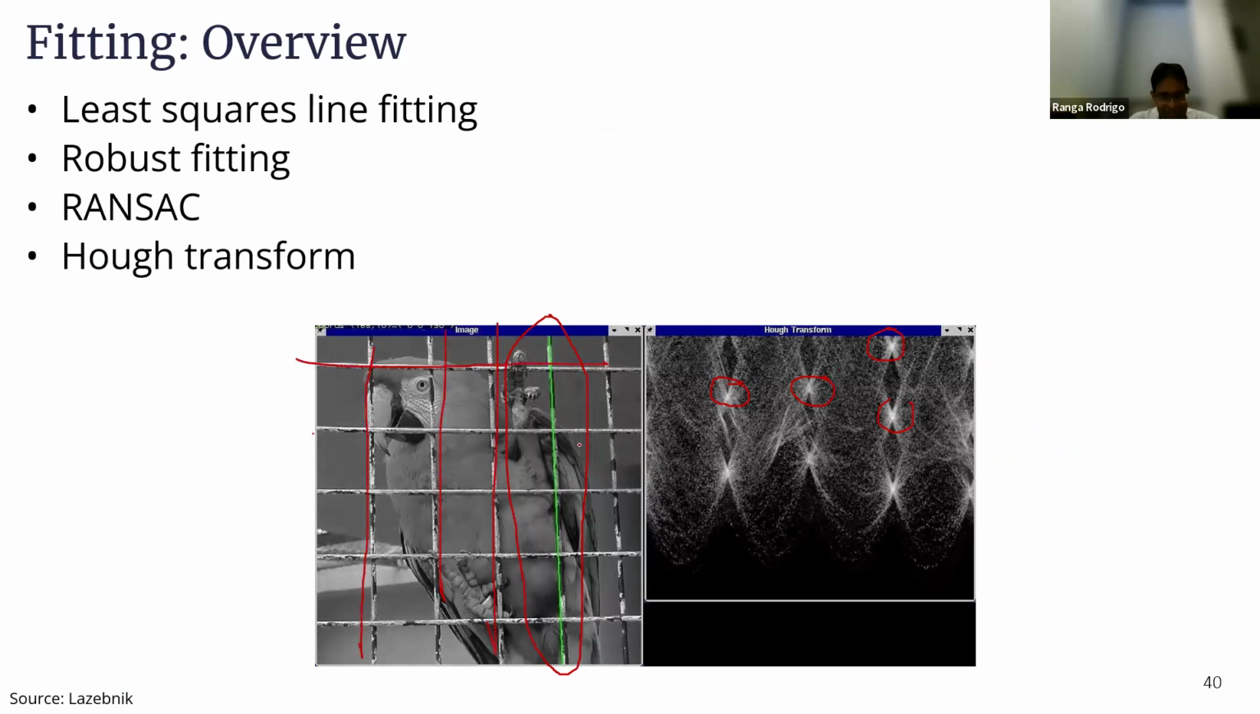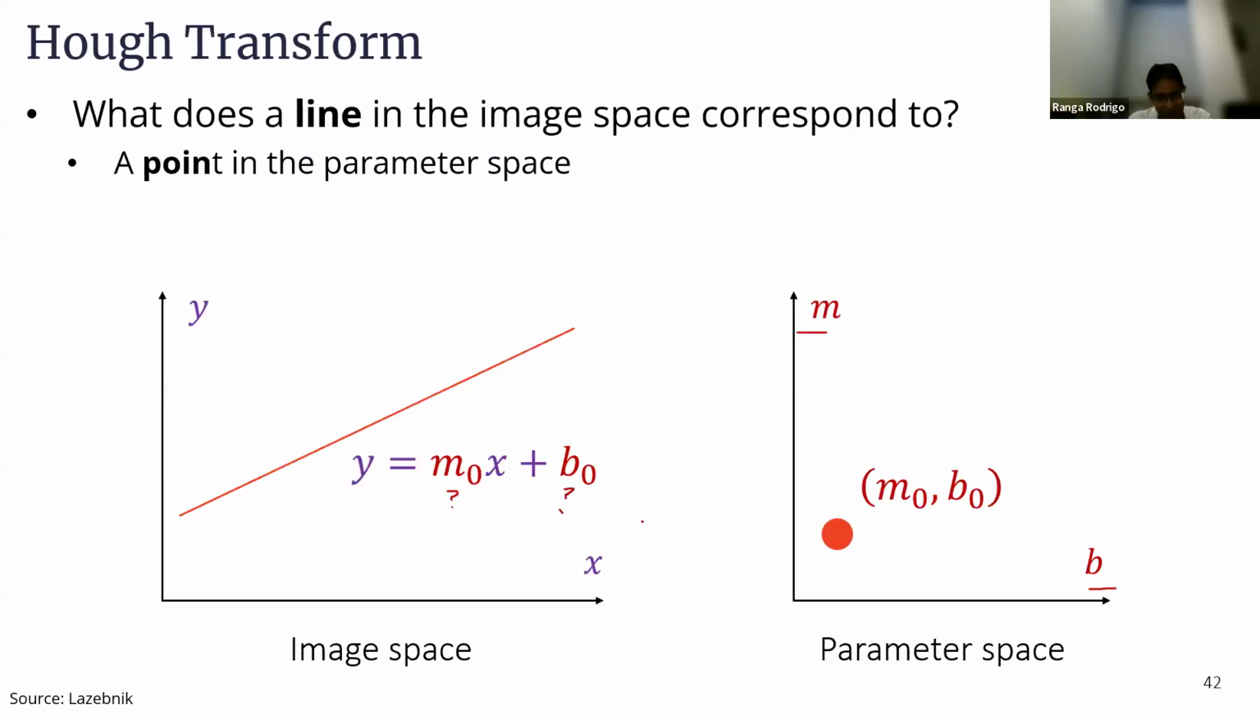Corresponding to these lines, these intensities are there. So this is the Hough parameter space. There, if the intensity is high, that corresponds to a line. The reason for that is this one.